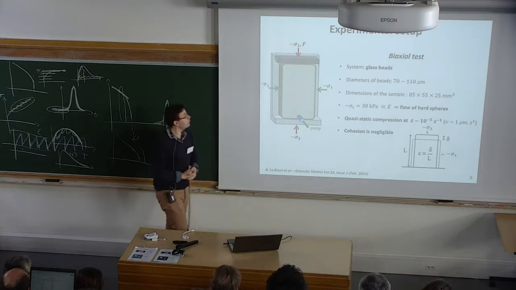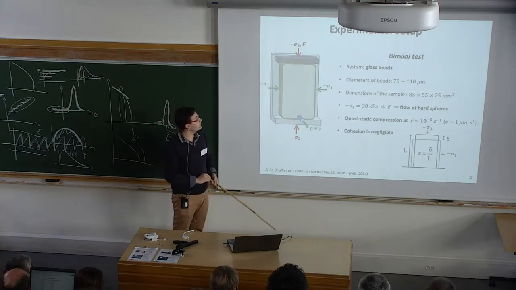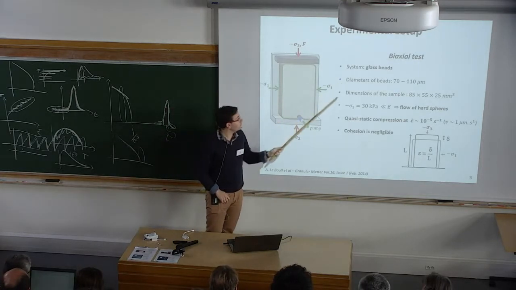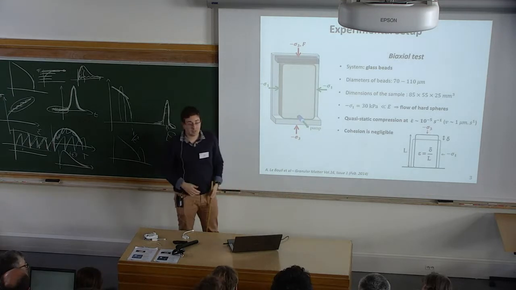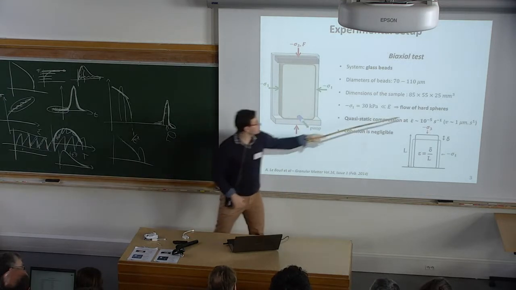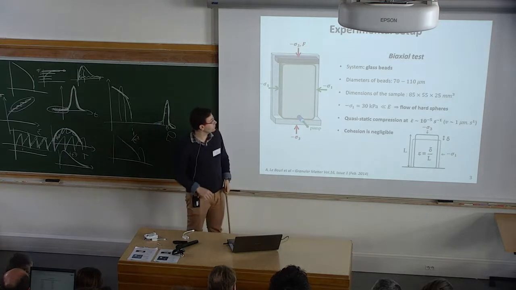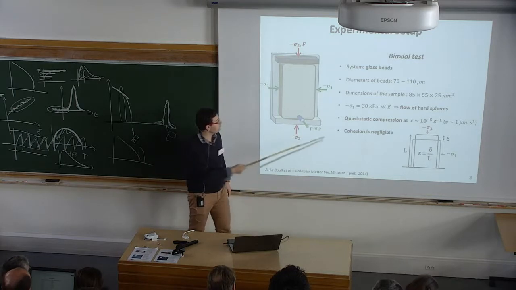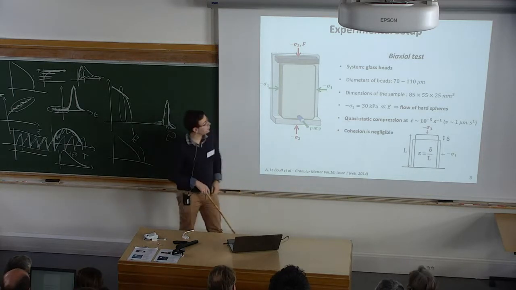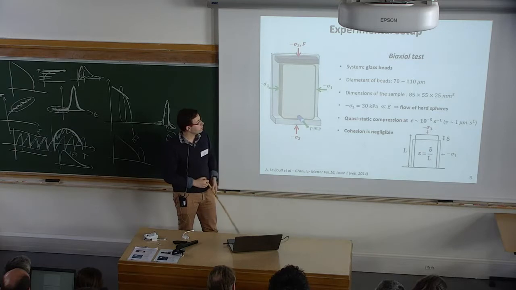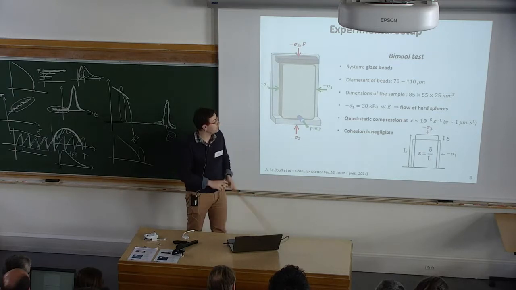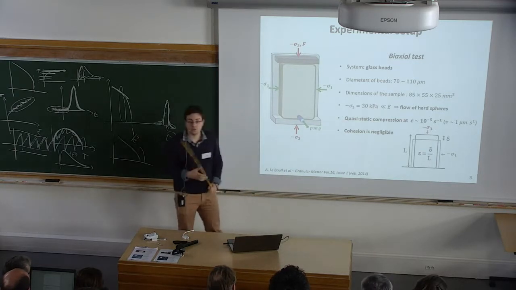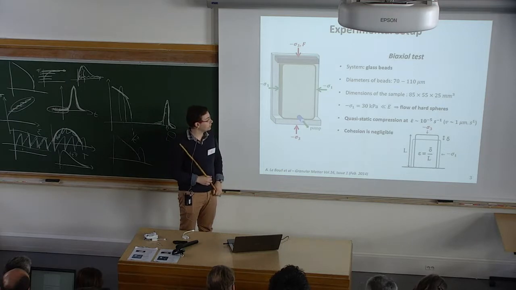So in Rennes we perform biaxial tests. Our system is made of glass beads with diameters around 100 micrometers. The dimensions of the samples are here. First, we confine our granular material by pumping inside it. So we have a confining stress of 30 kilopascals, which is much smaller than the Young modulus. So here we are in the case of a flow of hard grains.